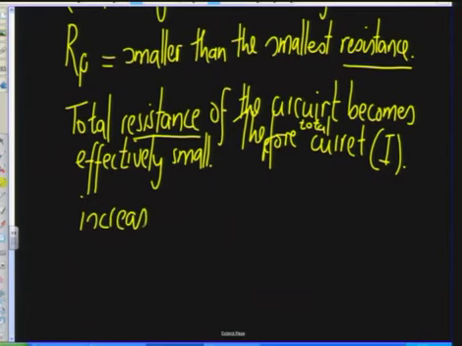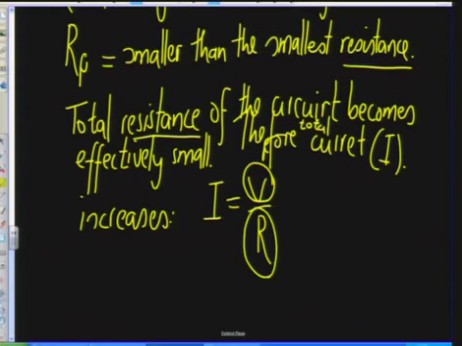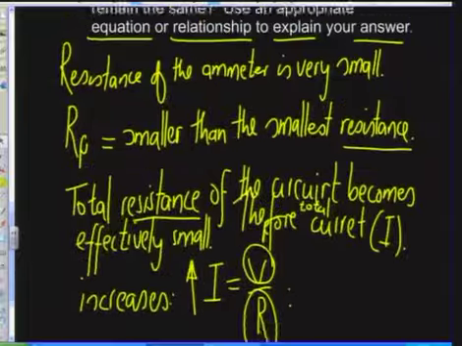And how do we know it's going to increase? Due to the fact that the total current is given by I equals V over R. And remember that V is not changing. What has changed effectively is R. And therefore, if you make the denominator smaller here, you are making this value bigger. And therefore, total current goes up, increasing.